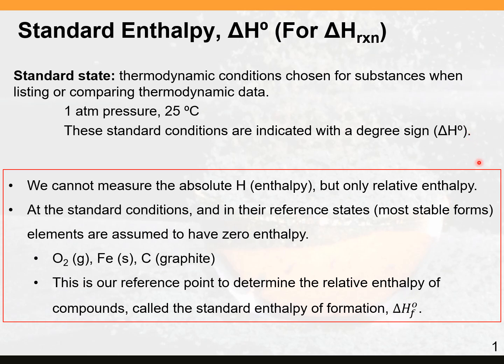Since we cannot measure the absolute value of enthalpy, by convention, elements at standard states are assumed to have zero enthalpy to set a reference point. For example, the standard enthalpy of oxygen as O2 gas or iron as iron metal are zero. Using this reference point, we can determine the relative enthalpy of compounds, which is called their standard enthalpy of formation.